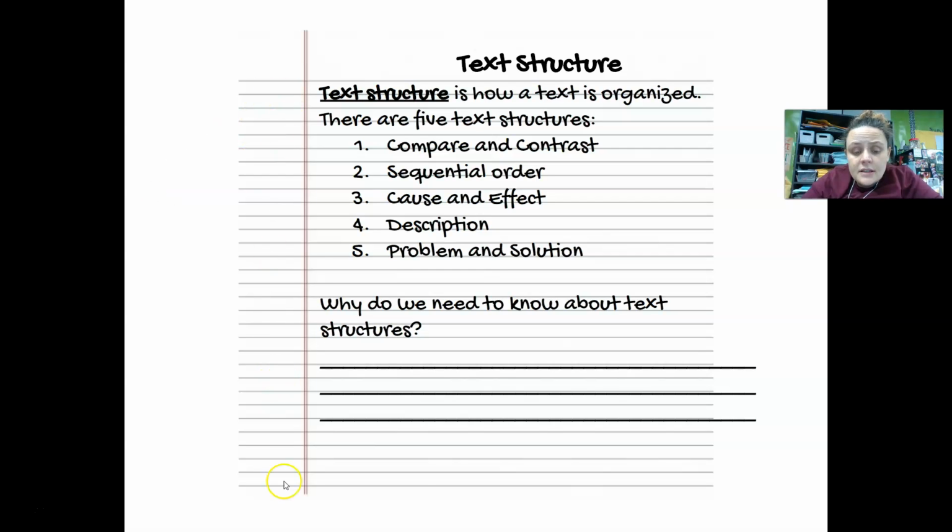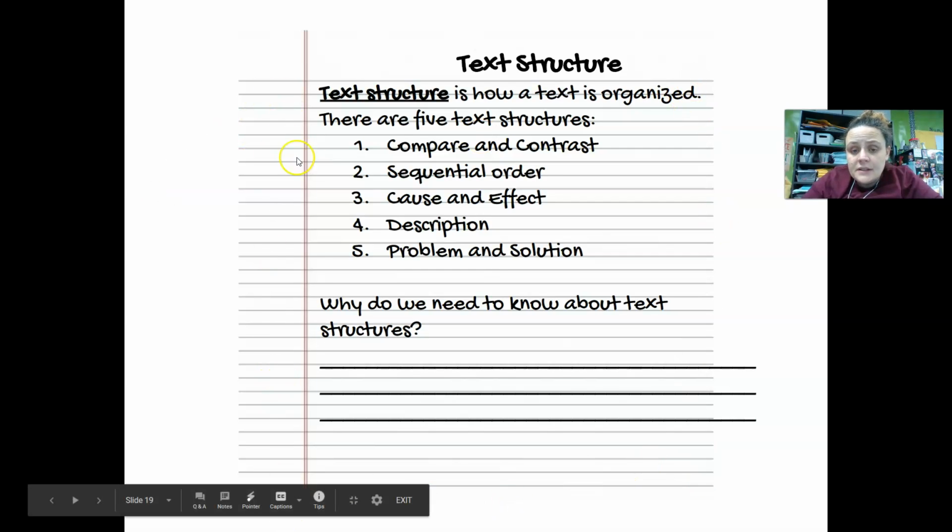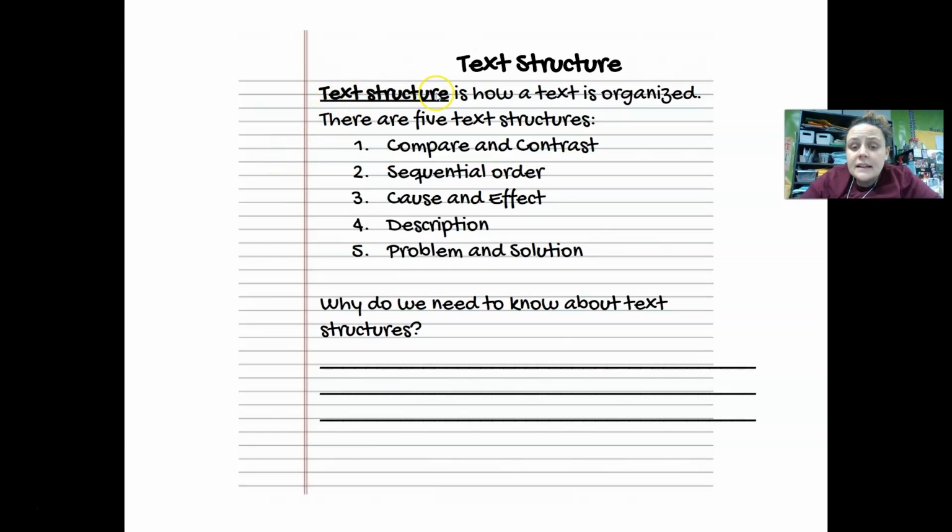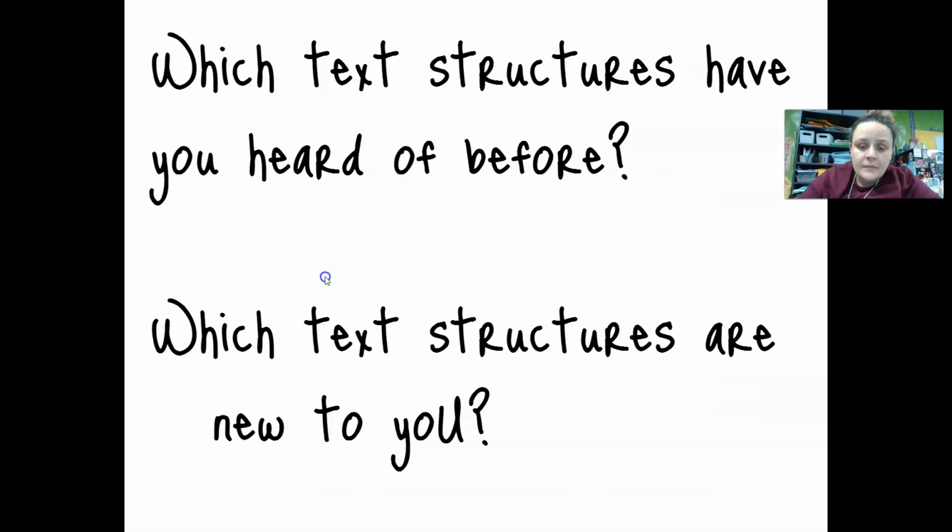If you're taking notes, you'll want to pause and take notes now and include this information. Text structure is how a text is organized. There are 5 text structures. They're listed right there. And why do we need to know about these text structures? Well, if we understand what text structure is and why an author might use it, it'll help us understand what we're reading better.